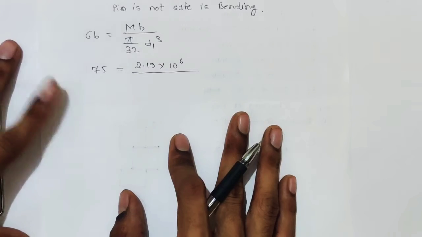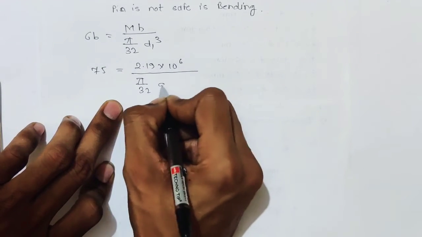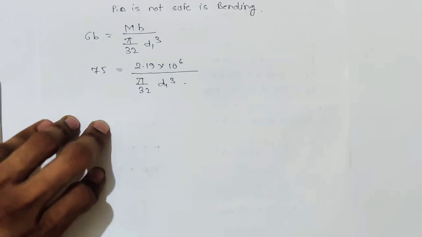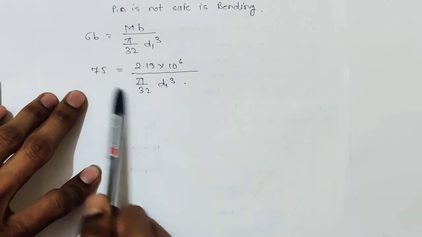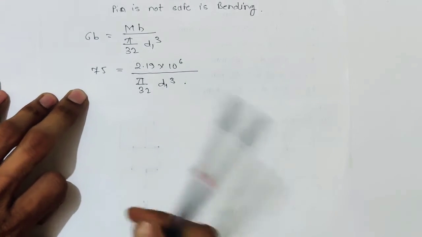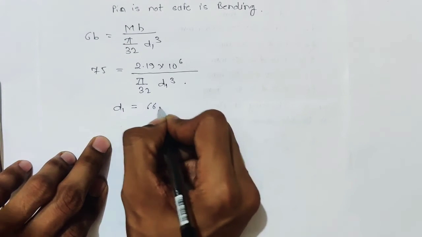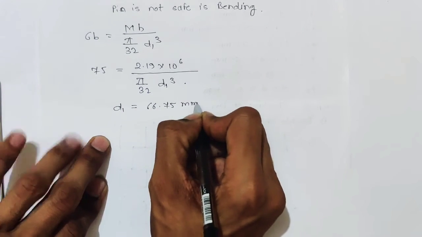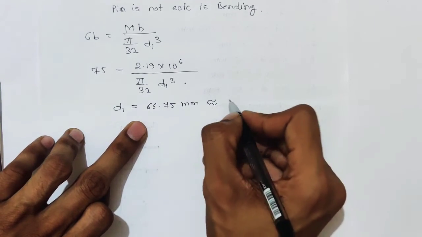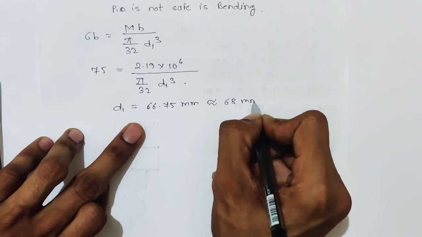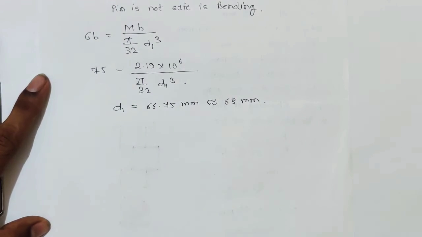Okay, you will understand what I am saying later on. So it is pi by 32 d1 cube. Now just put the required values in the solve for x equation in the calculator, and you will get d1 equal to 66.75. Next, d1 diameter 67 we can take, so the round figure is 68 mm. So d1 is changed now.